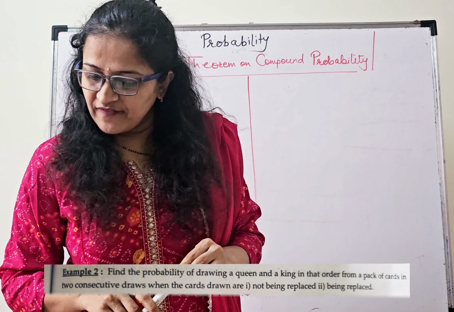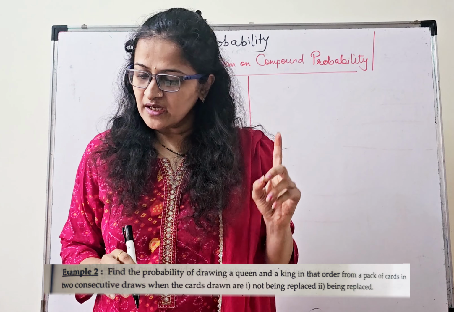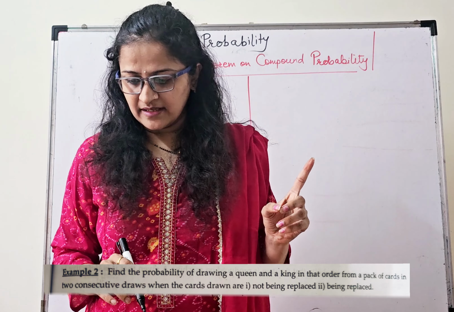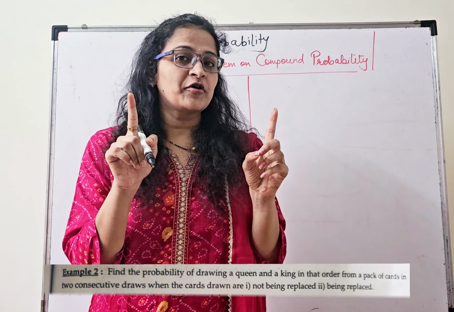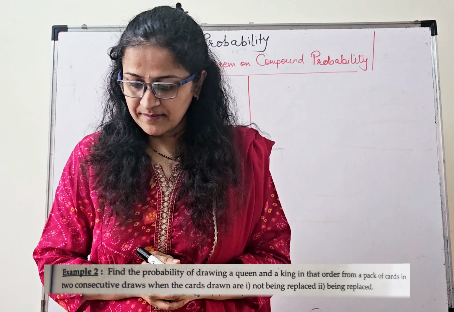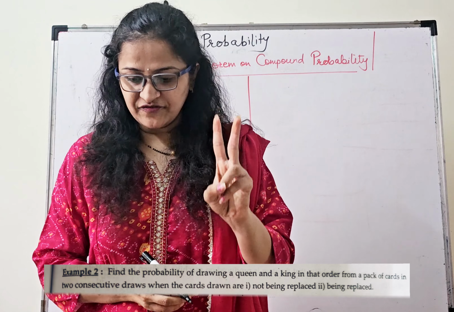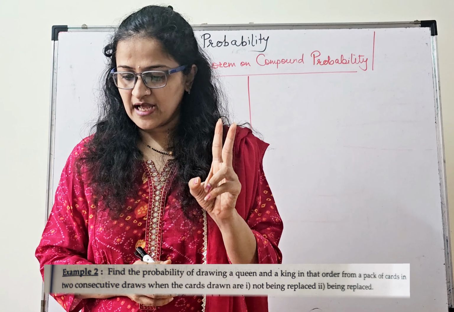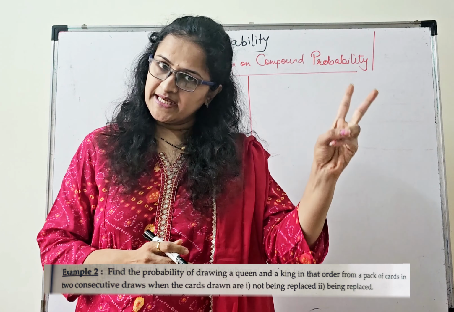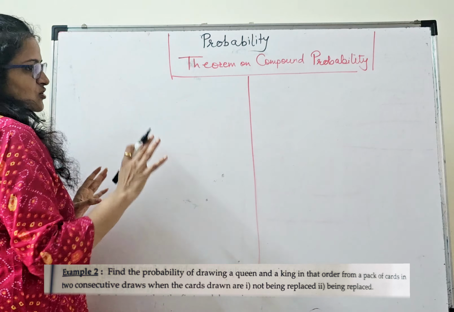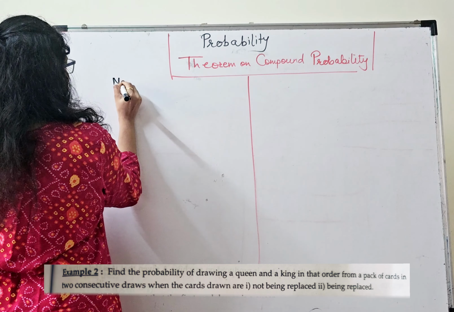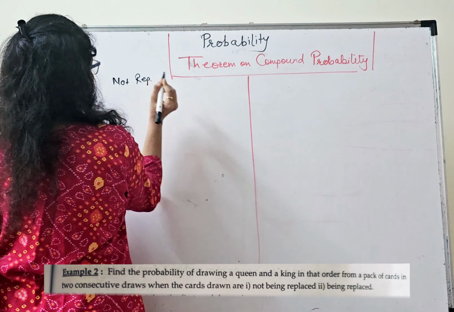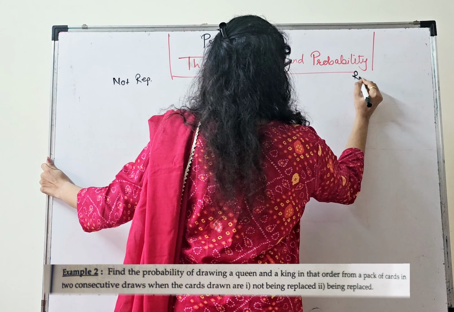So, see now, find the probability of drawing a queen and a king in that order from a pack of cards. In that order, important, highlight, underline, okay? In two consecutive draws, when the card drawn is not being replaced, and being replaced, okay? So we are going to solve both of these parts to understand this concept, okay? First is what? Not replaced, okay? And here the cards are replaced.